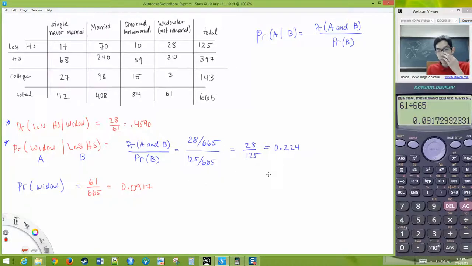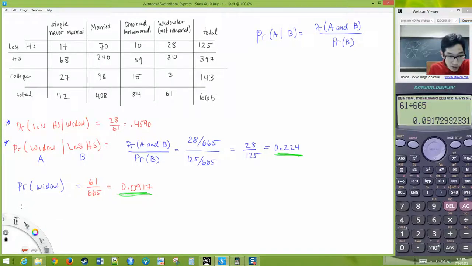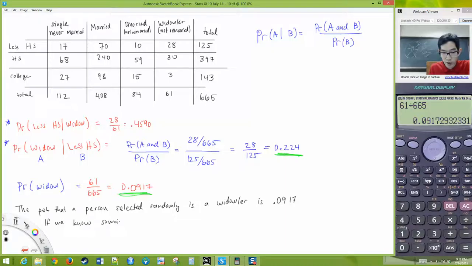And so I'm going to write this down. Okay, so we look at, I'm going to underline this number and underline this number. Okay? And I'm going to write something like: the probability that a person selected randomly is a widow or widower is 0.0917, okay? If we know someone did not complete high school, the probability he or she is a widow or widower is 0.224, okay?